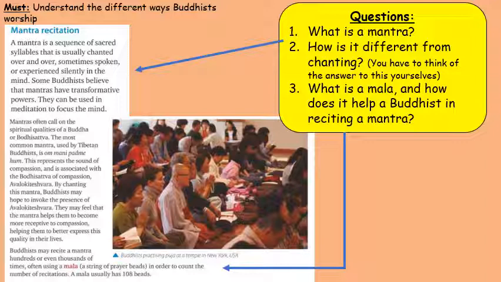So when they've said the mantra once, for example Om Mani Padme Hum, they'll hold on to the bead, then they'll move on to the next bead and say it again. They'll move on to the next bead and say it again. So they should say that mantra 108 times if they're following it properly. So that's all about mantras there, guys.